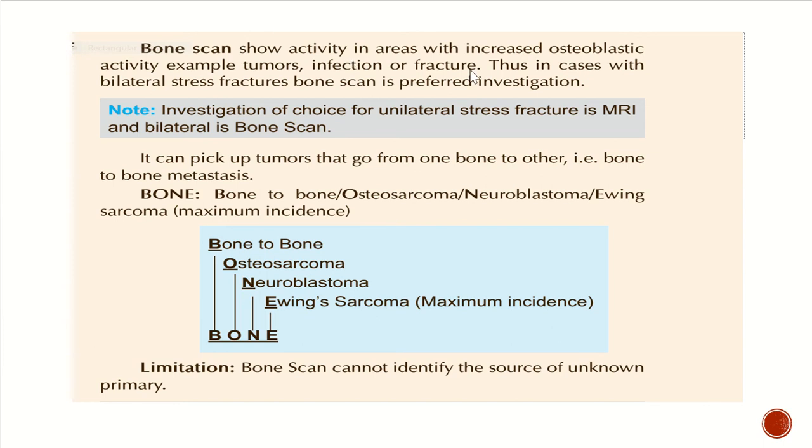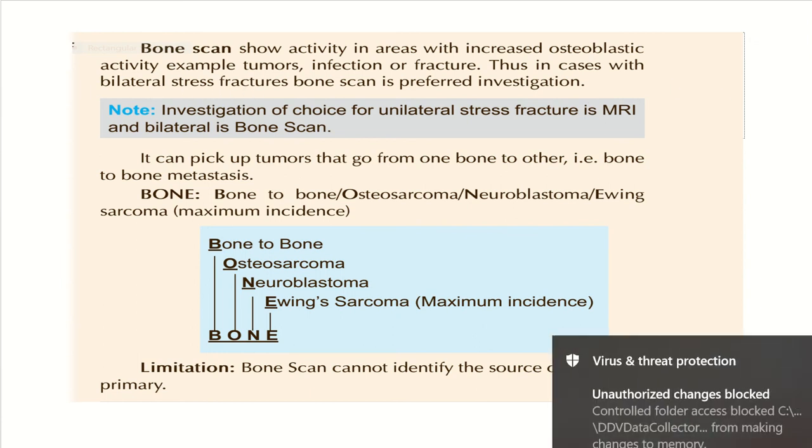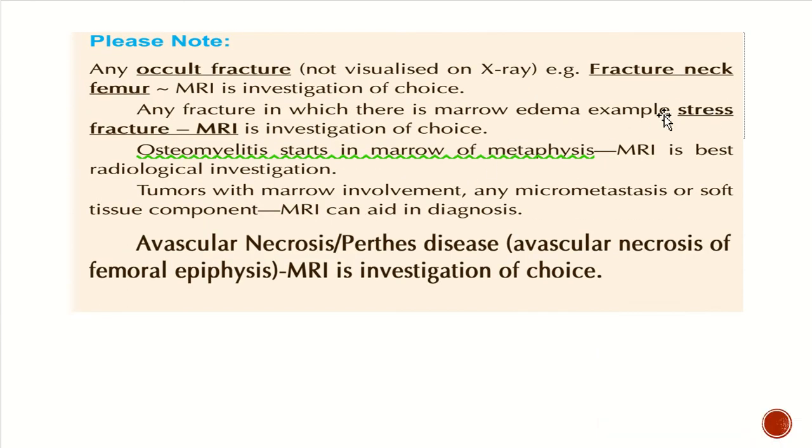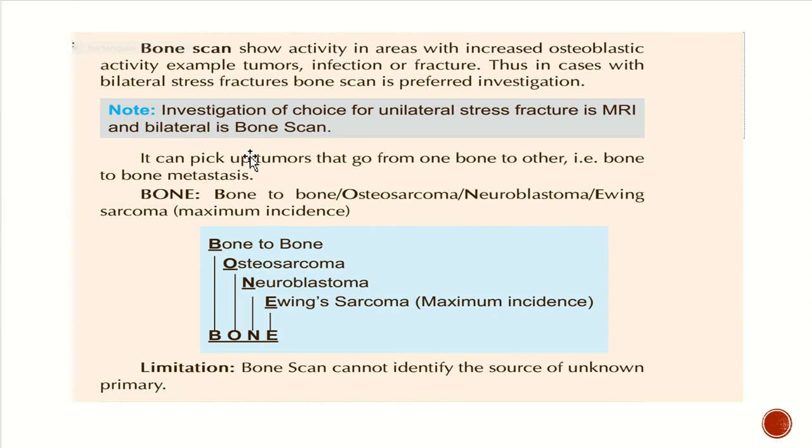So bone scan shows activity in areas with increased osteoblastic activity, for example tumors, infection or fracture. Thus, in cases with bilateral stress fracture, bone scan is the preferred investigation. Here we had discussed stress fracture, in which there is marrow edema, and the investigation of choice for unilateral stress fracture is MRI, and for bilateral it is bone scan.